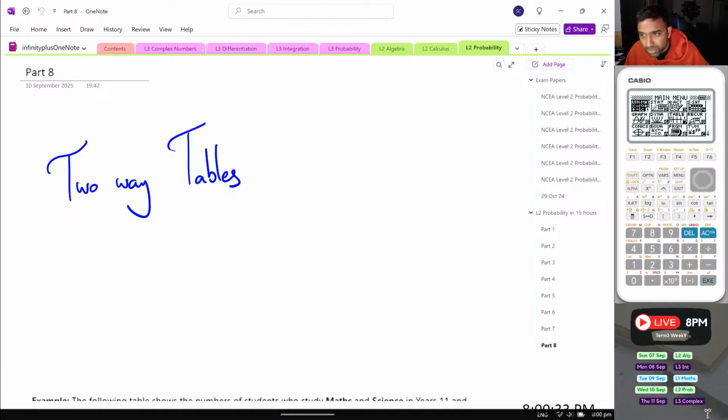All right, team. So today what we're going to be doing is two-way tables. And I think we're maybe about another 1 hour or 2 hours from finishing this particular probability series. Welcome back, Average Bot. So we're going to get right into it, people. So just doing two-way tables at the moment.